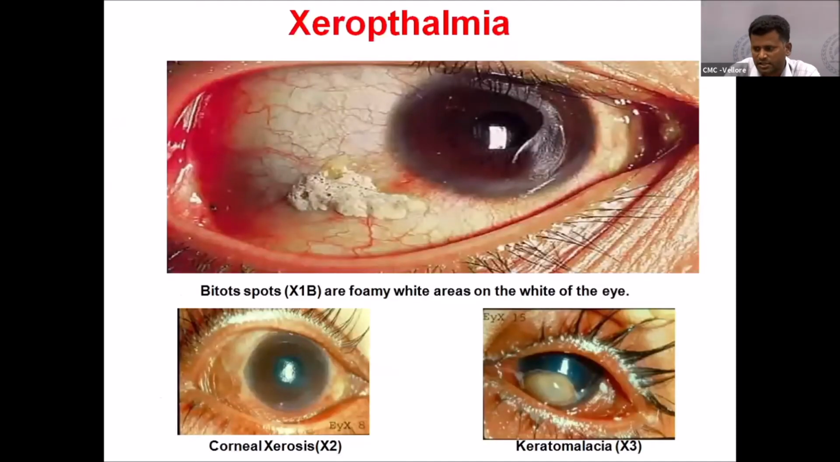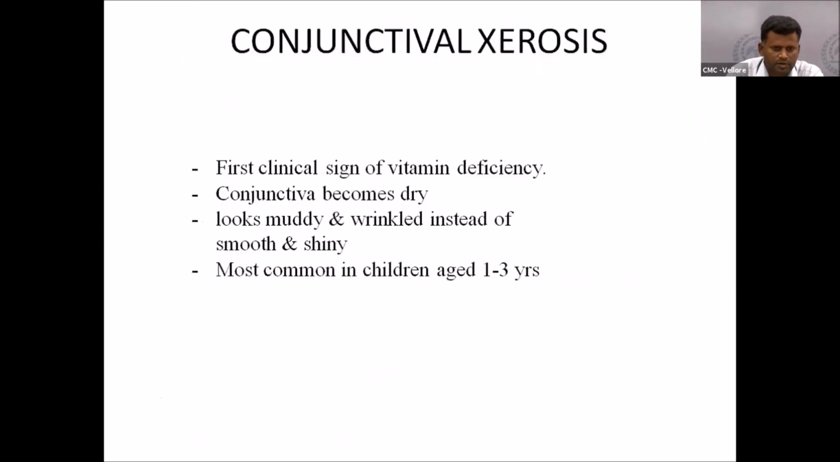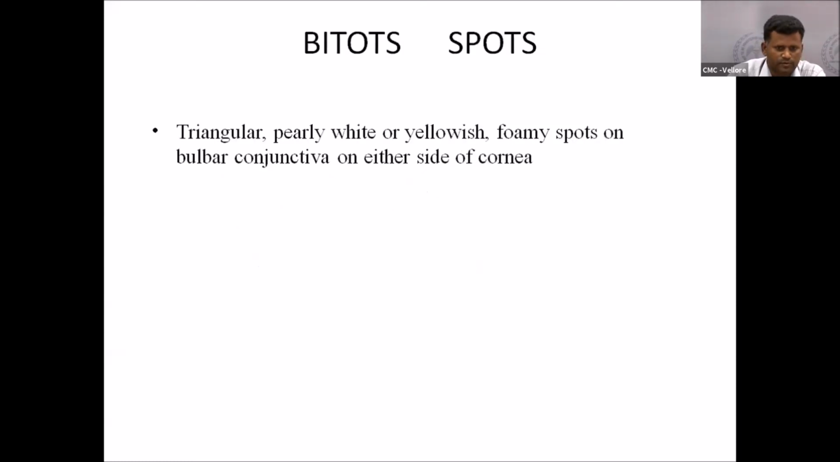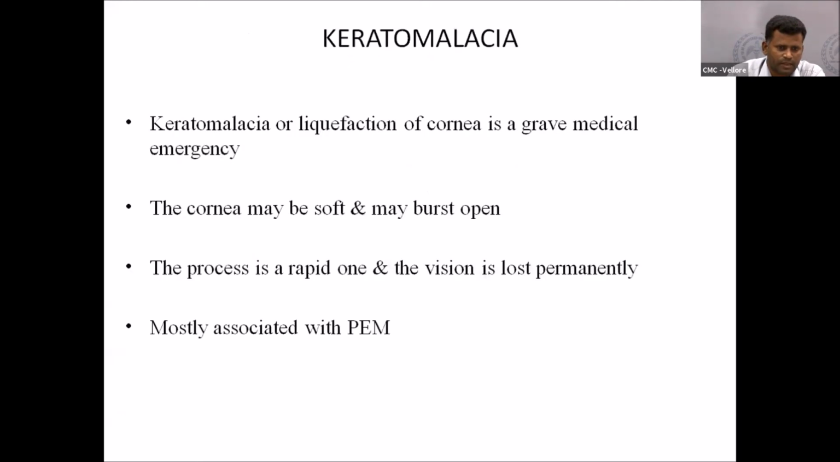This is the white spot, which is foamy white areas on the bulbar conjunctiva of the eyes, and corneal xerosis and keratomalacia. So what is conjunctival xerosis? Night blindness is the first symptom of vitamin A deficiency, and the first clinical sign is conjunctival xerosis. The conjunctiva becomes dry and lusterless, less shiny and smooth. Bitot spots are triangular pearly white or yellowish foamy spots on the bulbar conjunctiva. And keratomalacia is a liquefaction of the cornea.